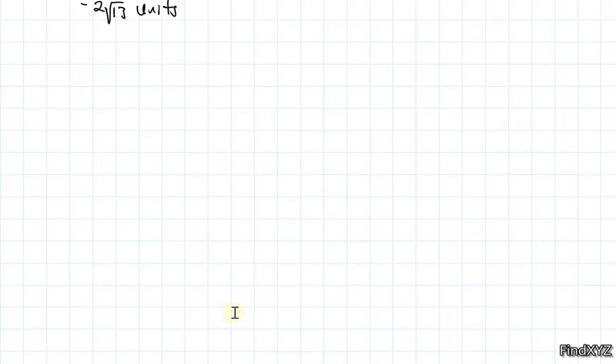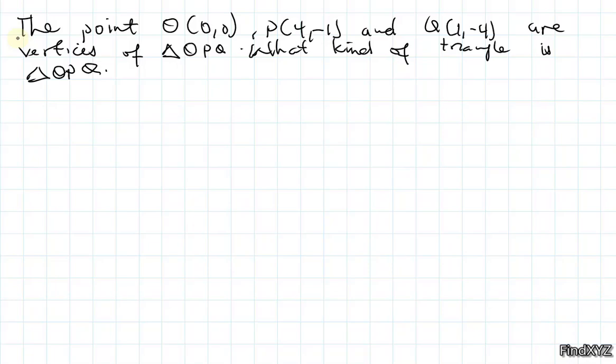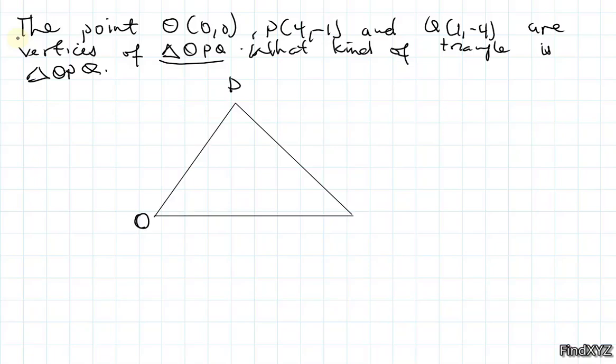Let's take the last example. We have been given 3 points, point O, point P, and point Q, which are vertices of a triangle OPQ. We are asked to find the type of triangle. Now let's sketch our triangle. This is point O, this is point P, and this is point Q. Point O has coordinate of (0, 0). Point P has coordinate of (4, -1). And point Q has coordinate of (1, -4).